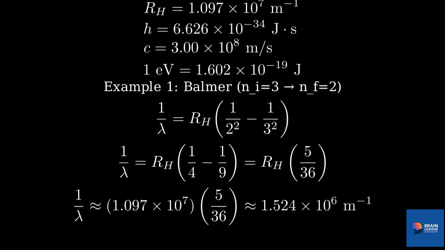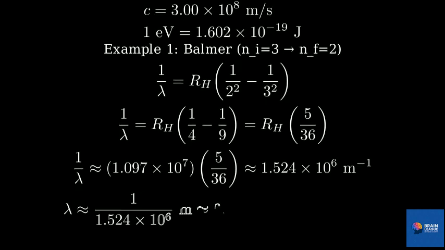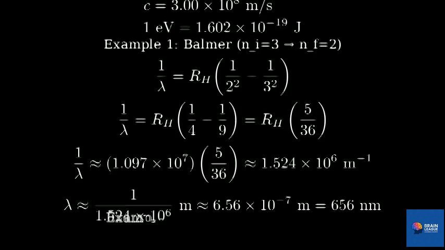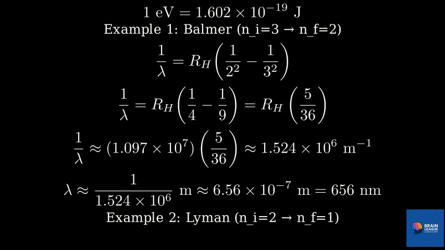Putting R sub H equals 1.097 times 10 to the 7 per meter, we get 1 over lambda approximately 1.524 times 10 to the 6 per meter. Therefore, lambda is about 6.56 times 10 to the minus 7 meters, which is 656 nanometers, the well-known H-alpha red line.